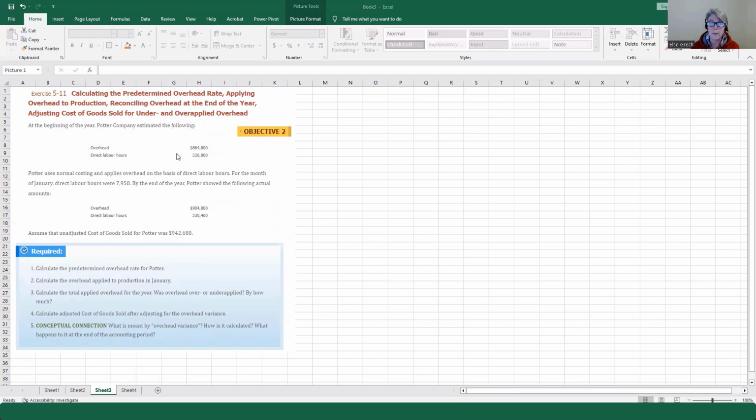So they had overhead of this amount and they had direct labor hours of 320,000. They used normal costing and they apply overhead on the basis of direct labor hours. Perfect. For the month of January, direct labor hours were this amount. So this was the actual. By the end of the year, they showed the following actual amounts. So now they show the end of the year. Assume that unadjusted cost of goods sold for Potter was this amount.